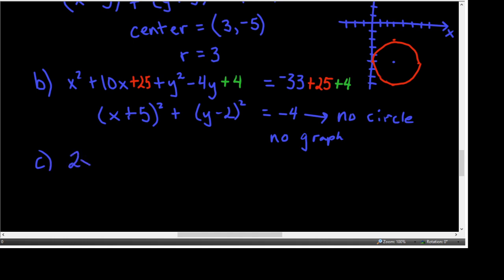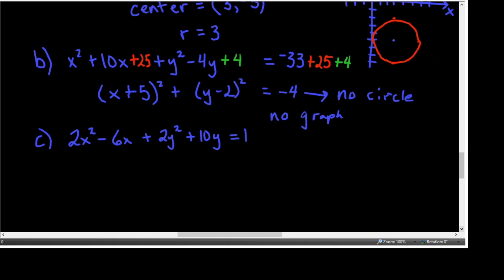2x squared plus 2y squared. Like I said earlier, I'm going to go ahead and rearrange things. So minus 6x plus 2y squared. I didn't leave a space, and you'll see why in a second, because I'm not quite ready to complete the square as it is. Plus 10y. Oh, they already have the constant on the other side. Good. Equals 1.